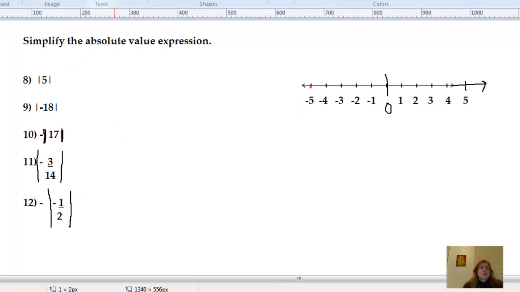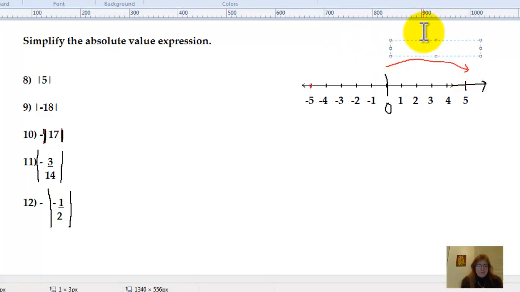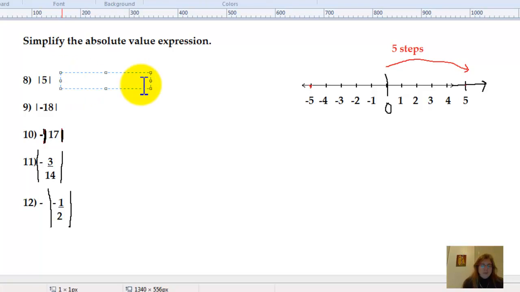Well, the mathematical definition of the absolute value is that it's asking you the distance from 0. So the number 5 is 5 steps from 0. So you're taking 5 steps. So the absolute value of 5 equals 5.